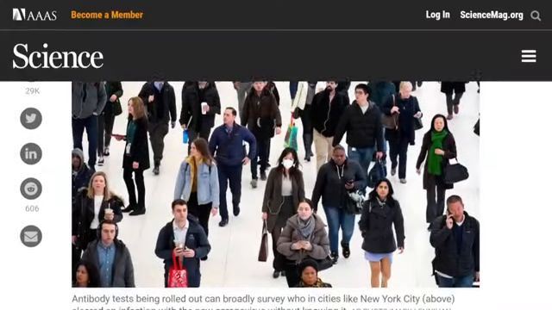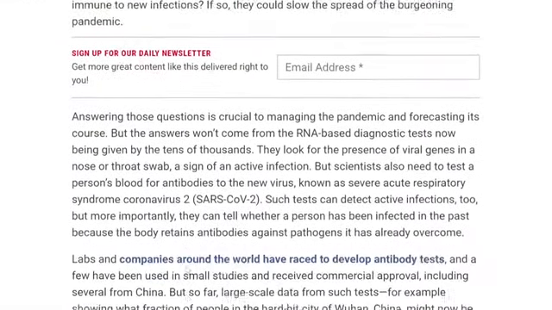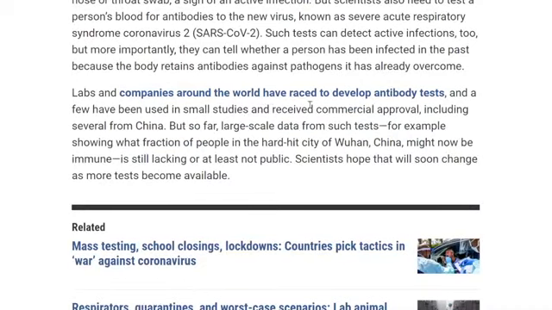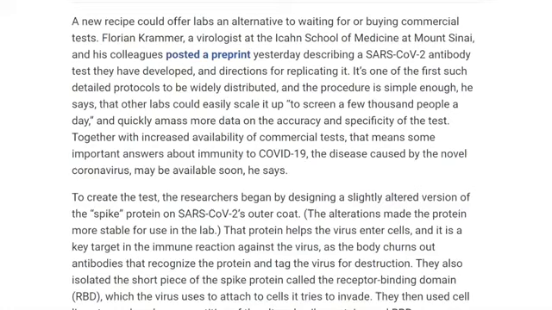Here's an article that was published in Science that looks for new blood tests, and they basically go over the same things that we've been talking about. Companies have been racing to develop antibody tests. Here's one out of Icahn School of Medicine at Mount Sinai. They posted a preprint yesterday describing a SARS-CoV-2 antibody test that they've developed. It's a relatively simple procedure, and other labs could easily scale it up.